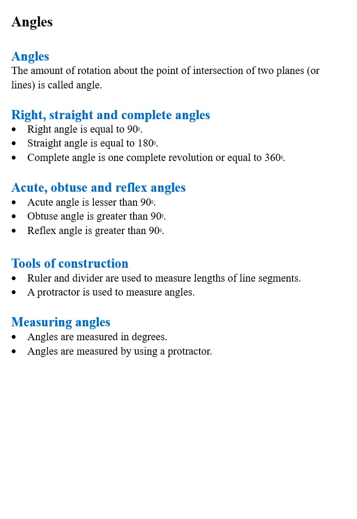So I hope you understand these concepts and you are able to understand all these topics easily. Next are angles. The amount of rotation about the point of intersection of two planes is called an angle. Right, straight and complete angle. A right angle is of 90 degrees. You should keep these terms in mind. A straight angle is of 180 degrees. A complete angle is one complete revolution, or it is of 360 degrees.